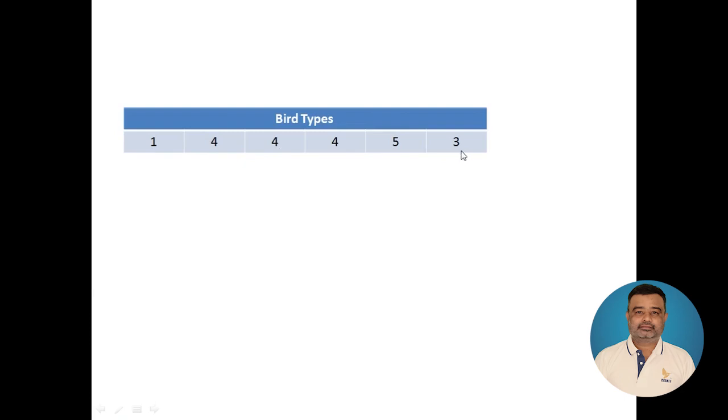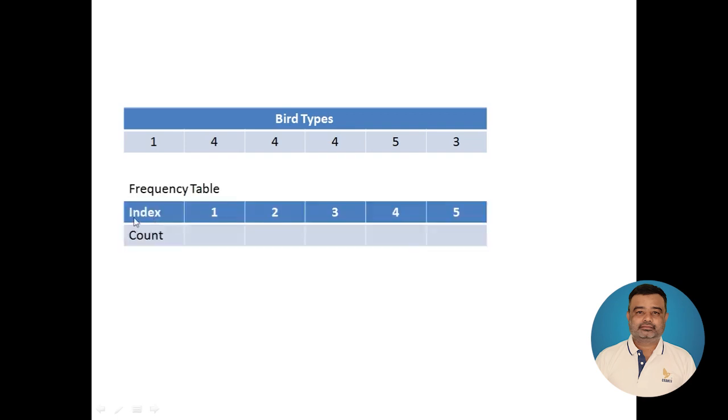Now, how we are going to solve this is we are going to take the help of a frequency array. A frequency array is not a special kind of array, it's just an array which holds the frequency of every element which is occurring. The problem statement says that there will be only 5 types of birds. Since there are only 5 types of birds, I'm going to take an array wherein the frequency index will be 1 to 5.